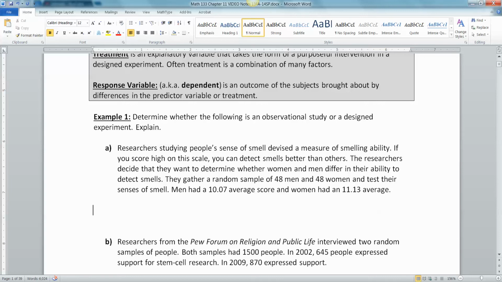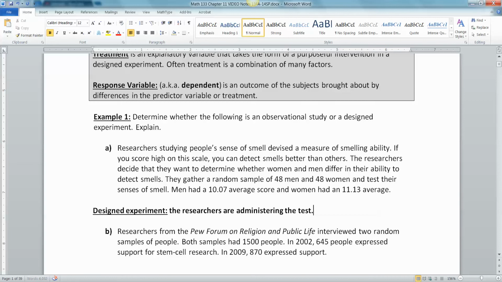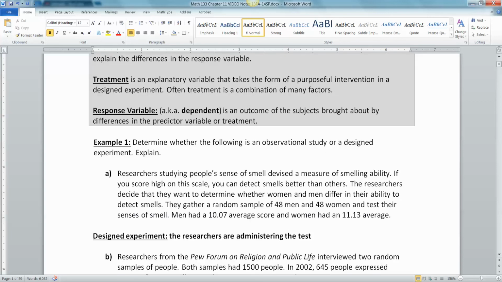All right, so this is a little bit dicey, but I'm going to err on the side of a designed experiment. And here's why. The researchers are administering the test. In an observational study, it tends to be you're just watching what people already do. So you would just look at their test scores and know who is better, although nobody's going to take a test of smelling ability, right, on their own. But that's what it would be for an observational study. People just kind of doing it on their own.